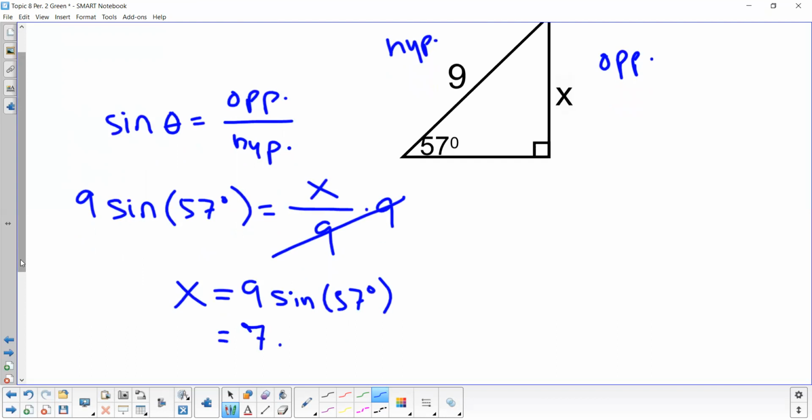7.5 what? 7.54. Okay, let's call it 7.5. It's just 7.5. A lot of times I might have you round a little bit more, but for now, let's just try to get the concept down and not worry about our rounding. 7.5.